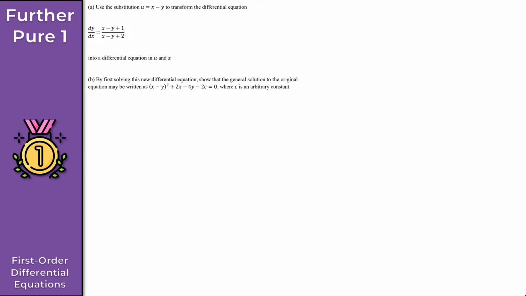So to finish with here then, let's just have a go now at the very last question. So as we can see here then, we have question 2, and question 2 is split into 2 different parts. We've got part A and part B. So let's begin then with part A here. So all I want to do to begin with here is use this substitution to transform this given differential equation here into a differential equation in u and x, okay?